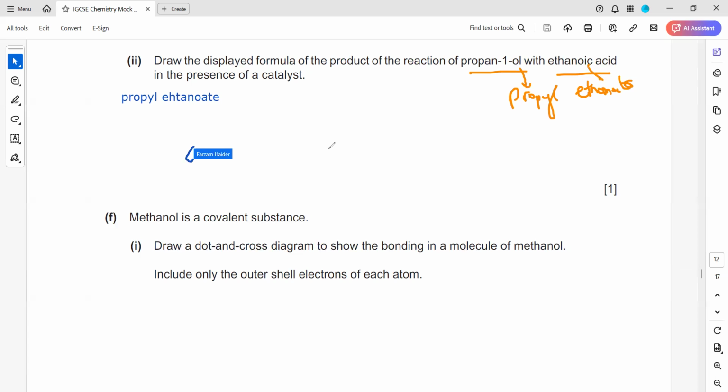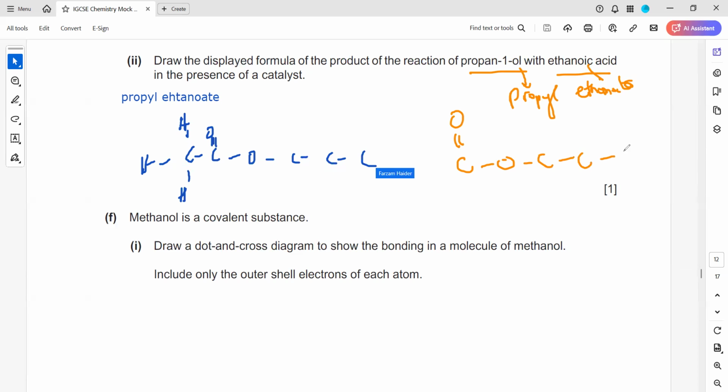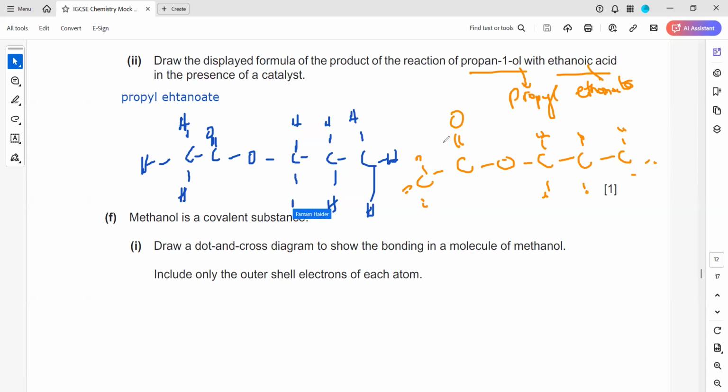So we want to draw the structure of propyl ethanoate. C double bonded with O, and the O has the first name attached to it. Prop means 3 carbons and eth means 2 carbons. So this will have 2 hydrogens, this will have 2 hydrogens, this will have 3 hydrogens. So this is propyl ethanoate.